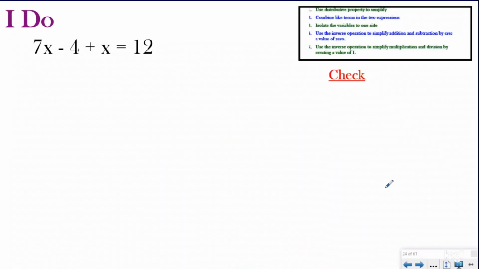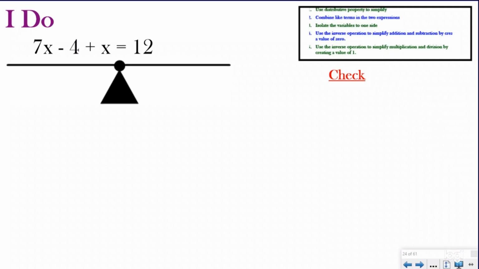Just like we always say, we know that this is a balanced equation. That's what we're assuming as of right now. And just like we have that scale right here to show that, we know that 7x minus 4 plus x should be equal to 12. So there has to be a solution for this equation that is going to make these 2 expressions balanced or equal to each other. Last lesson we gave you the solution and you checked it. This lesson you're going to be solving for what the solution is, and then over here we're going to come over and check it to make sure.